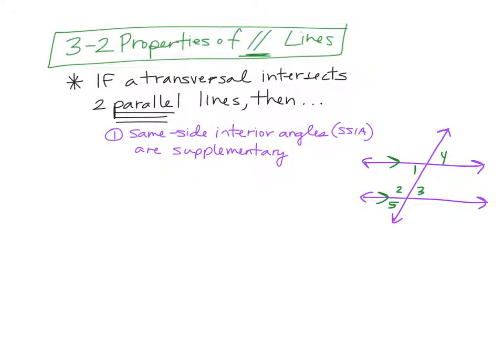Okay, so the first one says same side interior angles are supplementary if the lines are parallel. Well, they told us here that the lines are parallel. So what can you tell me about my same side interiors? They're supplementary. They're going to add up to 180. Which two angles are same side interiors right now?